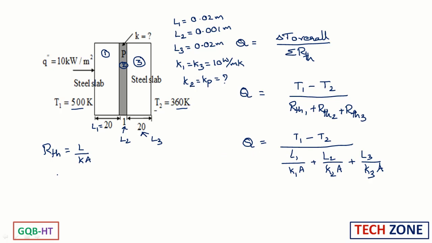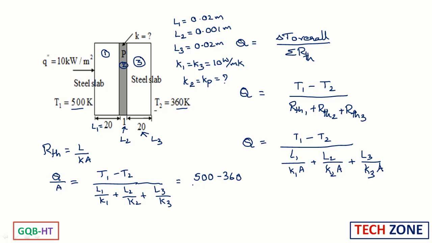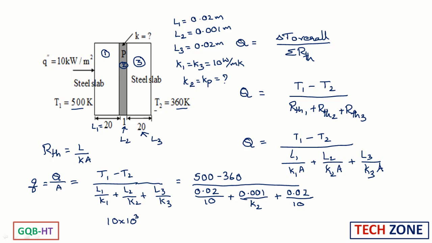So, I can rearrange this formula like this: Q by A is equal to T1 minus T2 divided by L1 by K1 plus L2 by K2 plus L3 by K3. Now, let us substitute those values: 500 minus 360 divided by 0.02 divided by 10 plus 0.001 divided by thermal conductivity K2 plus 0.02 by 10. Now, this Q by A is equal to small q, the heat flux. So from this, we can take 10 into 10 cube. We need to convert kilowatt per meter square into watt per meter square.